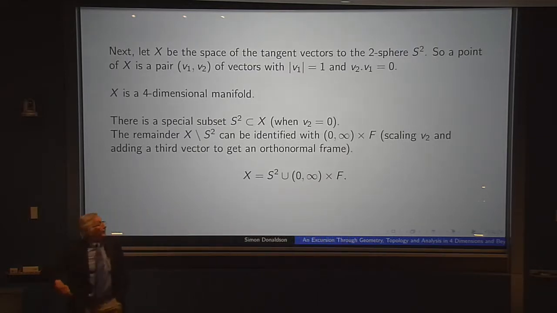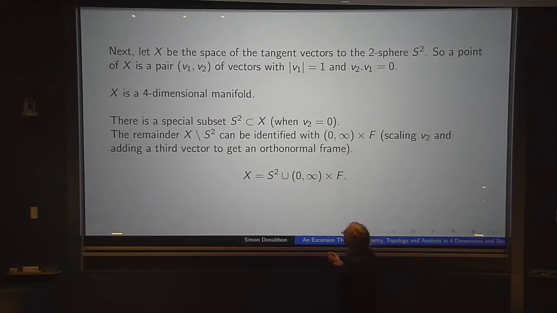So now, to get on, let's let X be a 4-dimensional manifold given by the set of tangent vectors to the 2-sphere. So this is a simple thing. We can think of a point of X as a pair, v1, v2, of vectors in R3, where v1 has length 1, it defines a point in the sphere, and v2 is any other vector which is orthogonal to v1. The inner product, the dot product, of v2 and v1 is 0. So it's easy to see this is a 4-dimensional manifold.